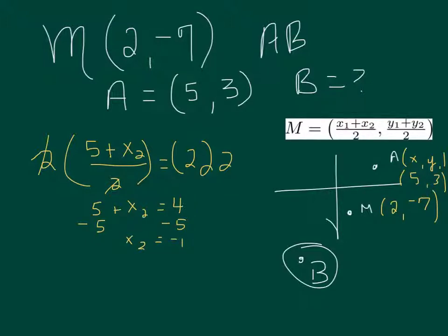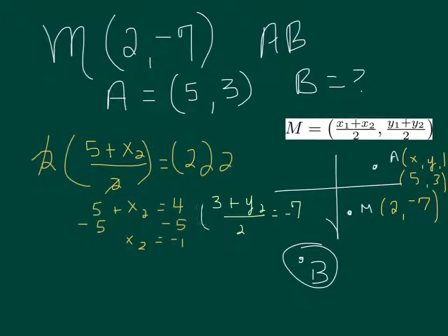Then I'm going to go and find the same information, but for my y coordinate. So this is the y information for the y coordinate of the midpoint. This is the y coordinate of the midpoint given, and this is the y1 given. So I'm going to substitute. I have that 3 plus y2 over 2 equals -7.